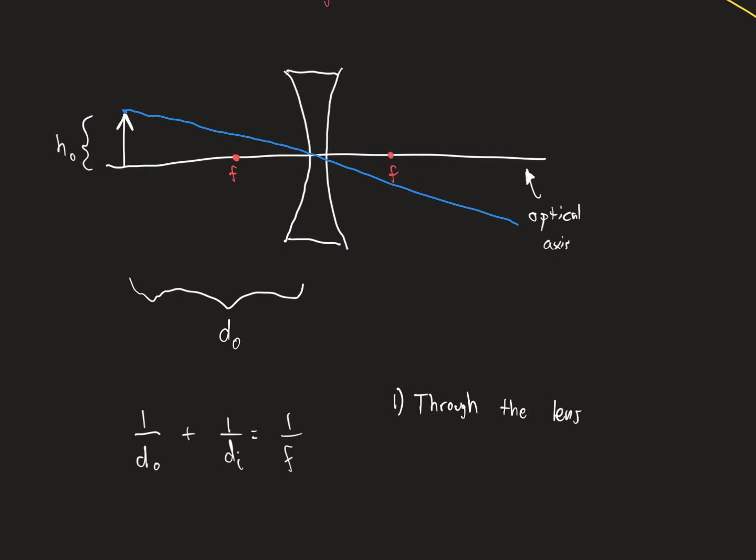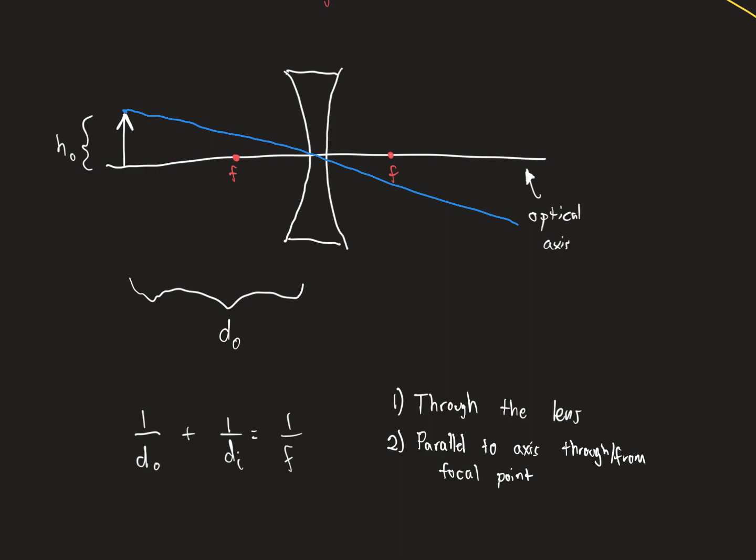Okay. The second line that we're going to draw goes parallel to the axis and then through or from the focal point. So we're doing a diverging lens now. We'll show you a converging lens on the whiteboard and do some measurements.